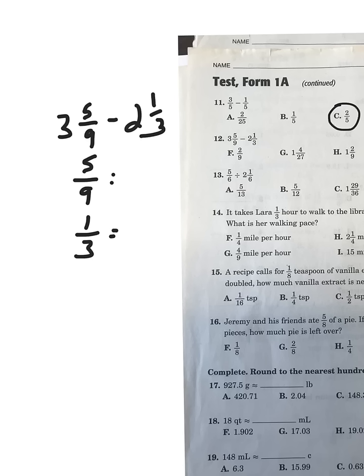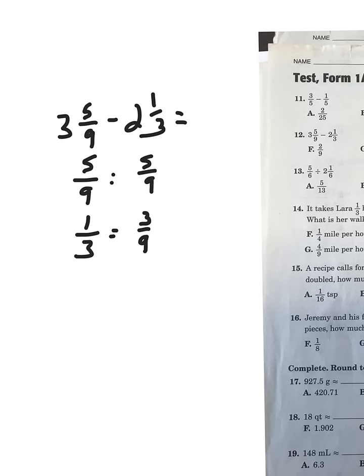For the next one, you're just taking 3 and 5/9 minus 2 and 1/3. Need to set it up. Need to find the common denominator, and it'll be ninths. So 5/9 is 5/9, and 1/3 is 3/9. Then you subtract those. So you just subtract the 3 minus 2, which is 1, and then the 5/9 minus 3/9, which is 2/9. So the answer is 1 and 2/9.